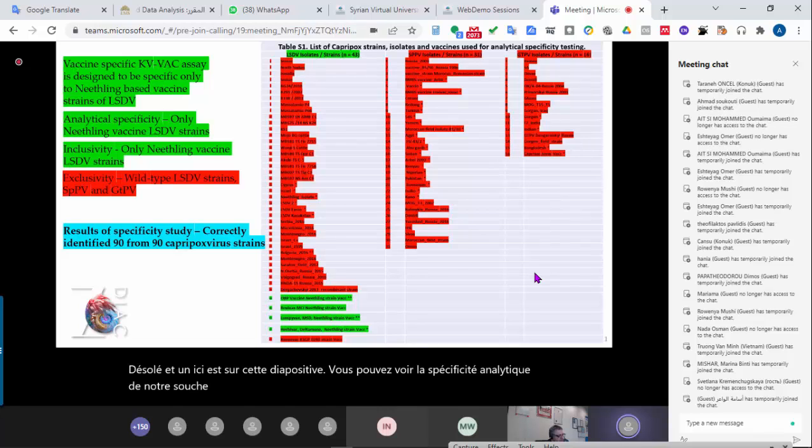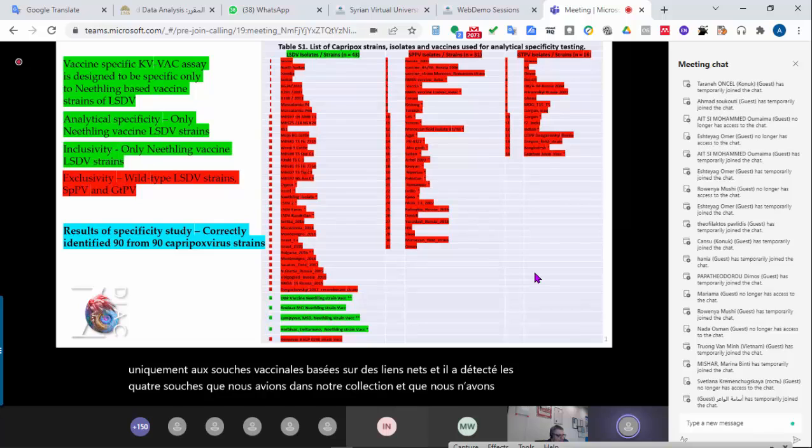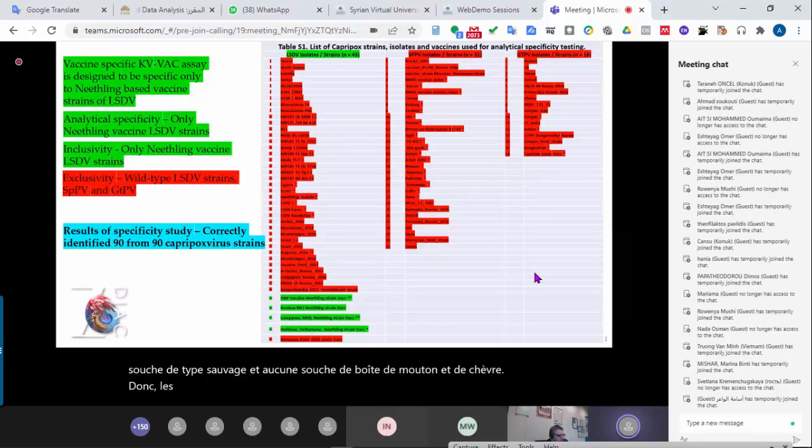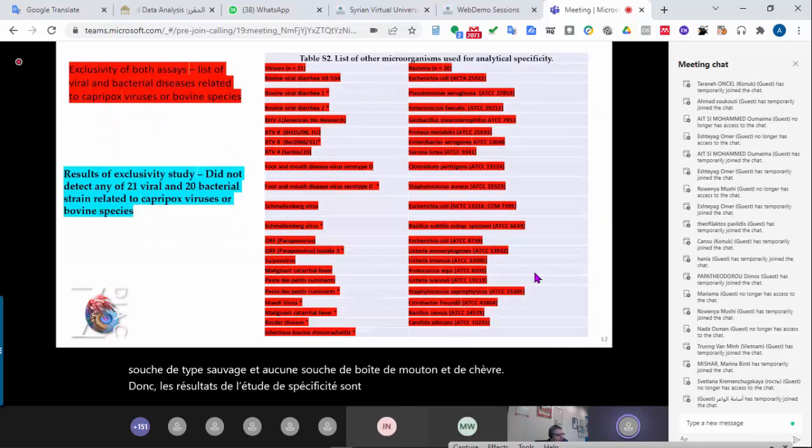It's designed to be specific only to Neethling-based vaccine strains, and it detected all 4 strains that we had in our collection, and did not detect any wild type strain or any sheep and goat pox strains. So the result of the specificity study is 90 from 90 strains.